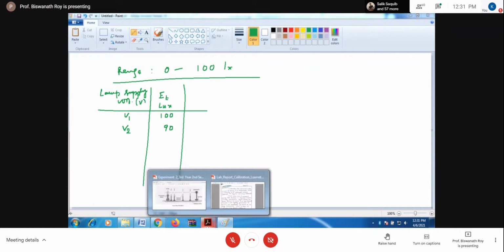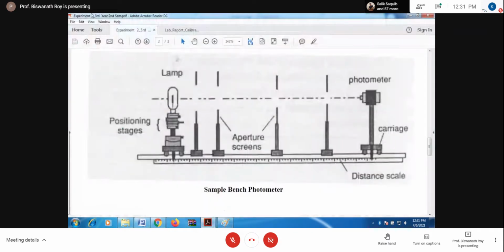What am I doing here? What is the procedure? We connect the lamp with a regulated power supply so that I can adjust the voltage accurately, and I can keep the voltage at the same value until I get the reading here. So after placing the lamp on the optical bench, together with the test photometer that is to be calibrated, I start the experimentation.